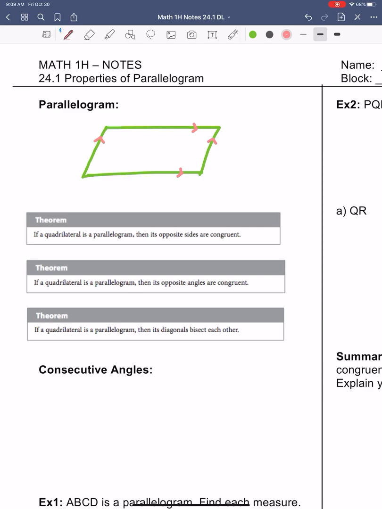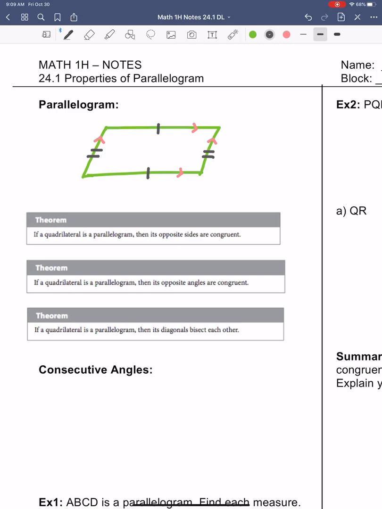Okay, and then we'll get into the theorems that are down below here. It says that if a quadrilateral is a parallelogram, then the opposite sides are congruent. So not only are they parallel, but they're also congruent. So I'm going to go ahead and make a little tick mark here and here. And then these opposite sides here are also congruent.